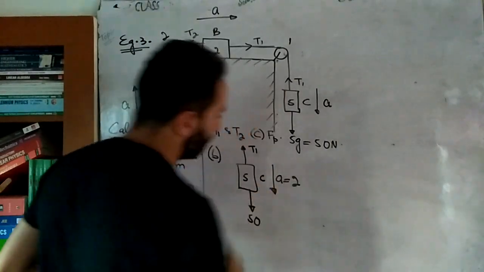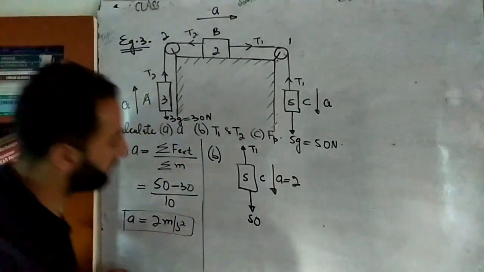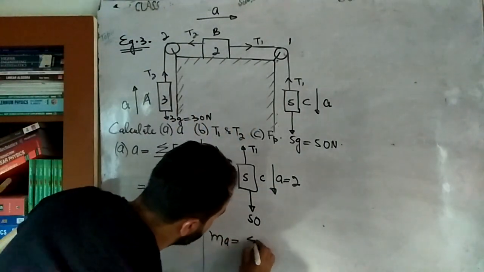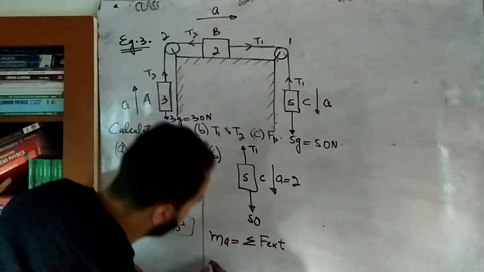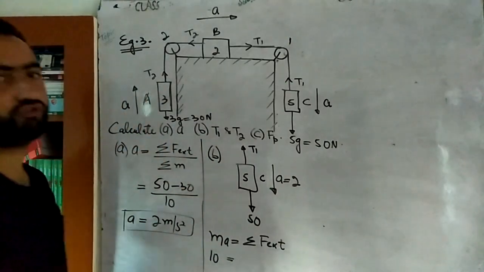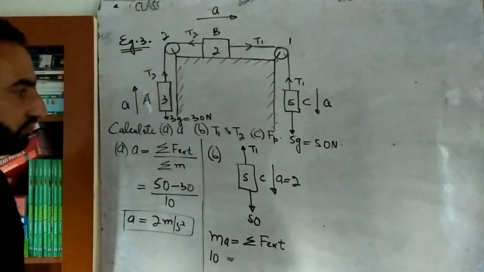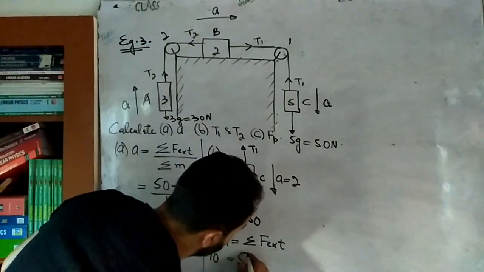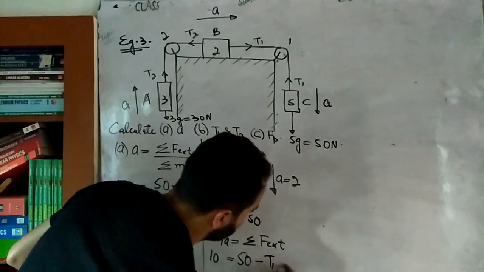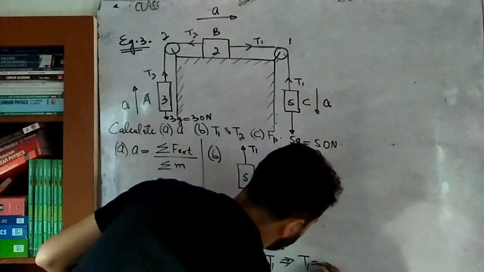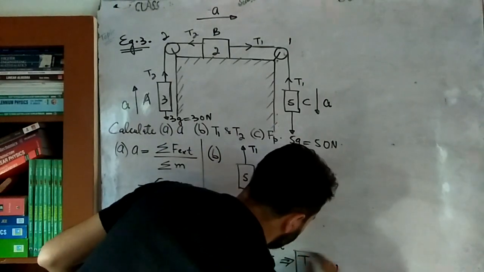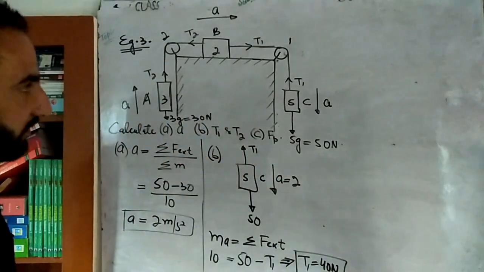That's equal to 2. Okay, so simply you will use the equation, that is ma equal to summation of all the external forces. As simple as that. So it will be 5 2s are 10. Then take those forces positive which are in the direction of acceleration and those negative which are opposite. So 50 positive minus T1. From here you can calculate T1. तो T1 कितना निकलेगा? 50 minus 10 is 40. So T1 is 40 Newton. ठीक है ना बेटा?